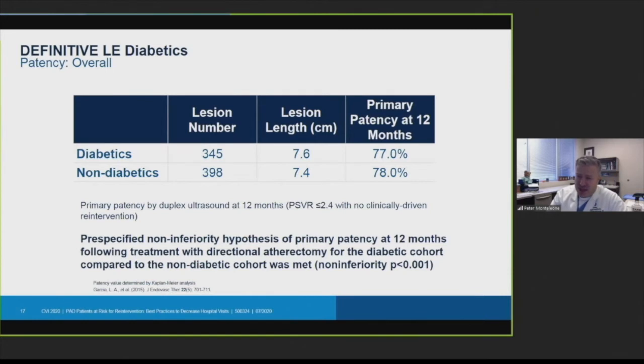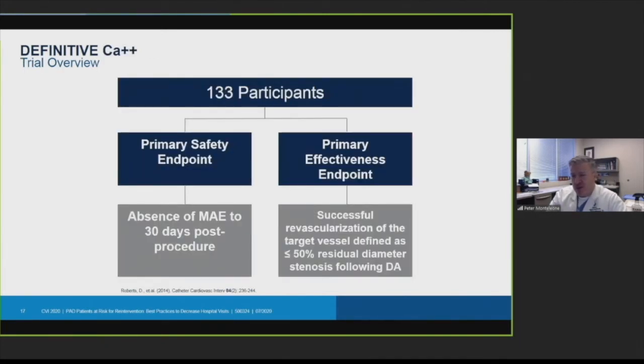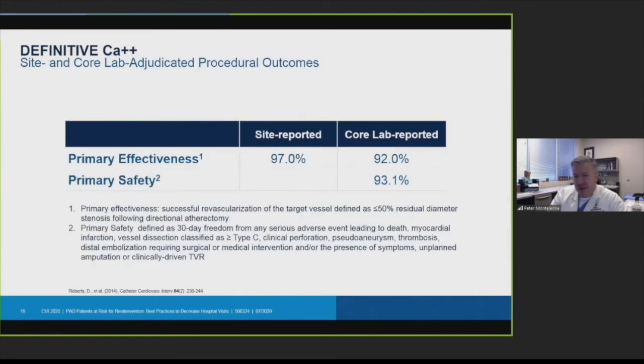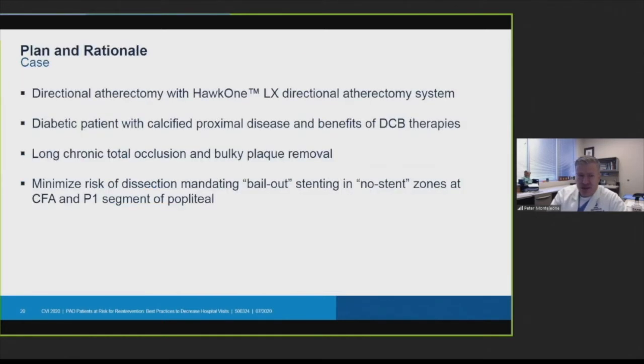So despite the presence of diabetes in this patient, similar to the patient we're discussing in this case, we had a primary patency at 12 months using directional atherectomy alone of 77%, similar and in fact non-inferior to that which we saw in their non-diabetic cohort. What about calcified patients? This patient, as we'll see, had at least moderate proximal calcification at the inlet to her chronic total occlusion. There were 133 patients within Definitive LE in this high calcification cohort. And again, in a higher risk group, they looked at primary safety as well as primary effectiveness and demonstrated, by core lab reported trials, effective as well as safe utilization of directional atherectomy in this higher risk, heavily calcified cohort.